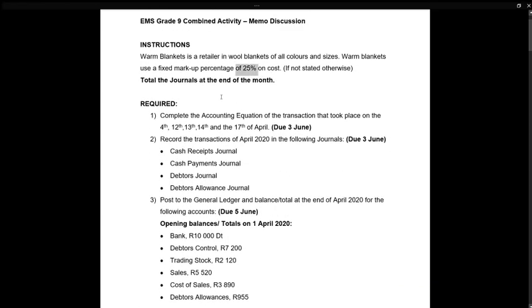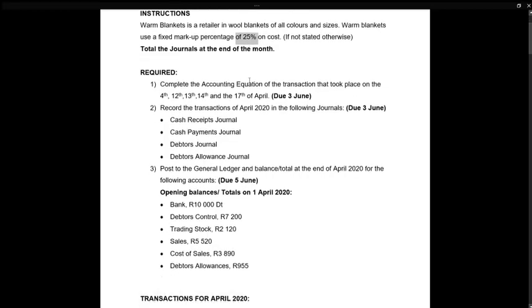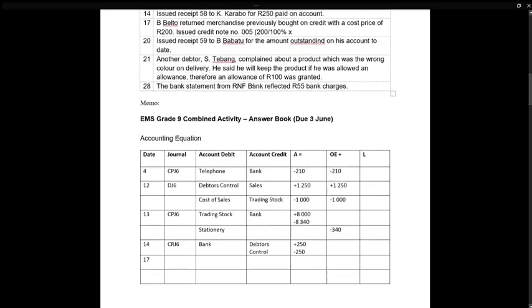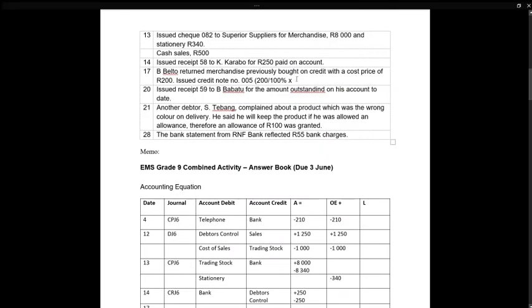25% on cost. Remember, cost price is always 100%, and in this activity profit margin is 25% and selling price will be the two together. Therefore 100 plus 25 will equal 125%. Therefore my selling price should equal 250 Rand. Okay.